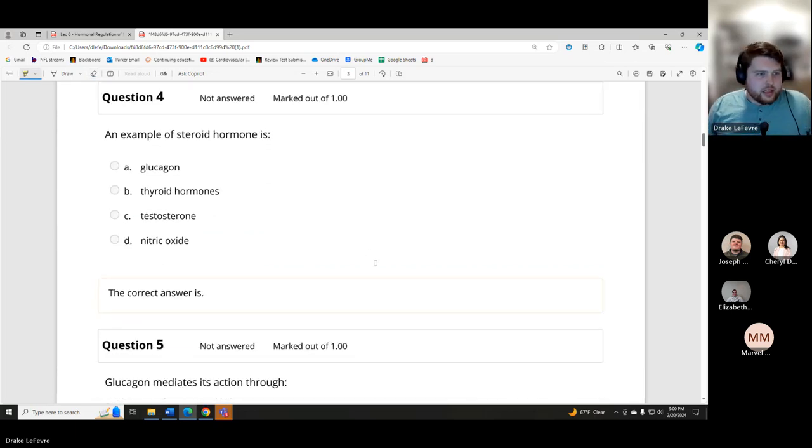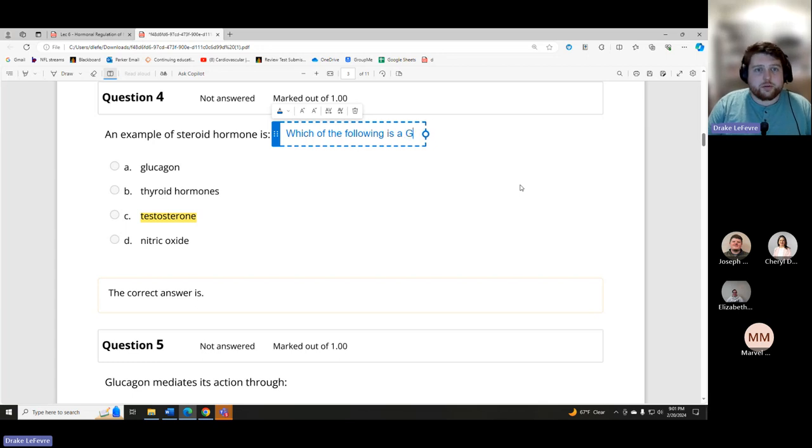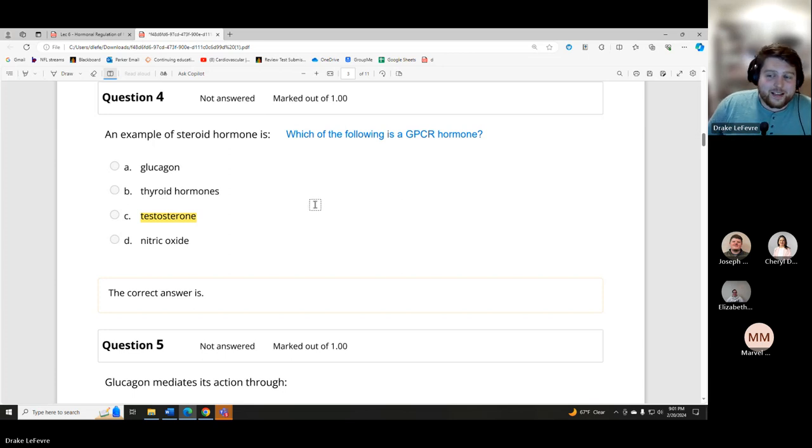Okay. Going through here. So an example of steroid hormone is glucagon, thyroid hormones, testosterone, or nitric oxide. Testosterone. Yes. Thank you. So here's another thing. We could change this question and ask the question, which of the following is a G protein coupled receptor hormone? Then what would the answer be? Thyroid. Is it thyroid? Or it'd be nitric.